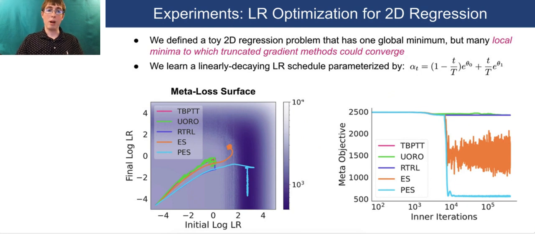So next, we looked at a simple hyperparameter optimization problem on a toy 2D regression task, which has only one global minimum, but many local minima to which truncated methods could converge. So the task here is to learn a linearly decaying learning rate schedule, where we want to learn the initial and the final learning rates, parameterized in log space. And in the bottom left, we see the meta loss surface for this task, where darker is better. And we see that this meta loss surface also exhibits chaotic regions. And all of the gradient-based methods that we applied here, truncated backprop through time, UORO, and RTRL, all got stuck at the very start of this chaotic region, whereas vanilla ES and PES moved smoothly past this chaotic region. However, vanilla ES got stuck in a suboptimal region due to truncation bias, whereas PES converged to the optimal region. And on the right, we see the meta-objective values achieved over time by each of these methods.